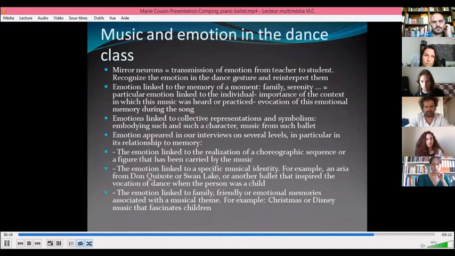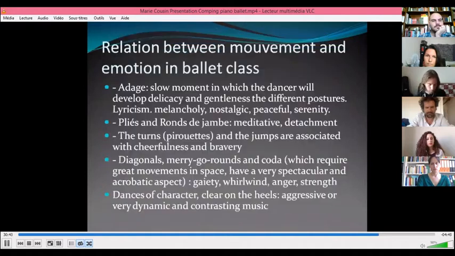The emotion linked to the realization of a choreographic sequence or a figure that had been carried by the music. The emotion linked to a specific musical identity, for example, an aria of Don Quixote or Swan Lake, or another ballet that inspired the vocation of dance when the person was a child. The emotion linked to family, friendly or emotional memories associated with a musical theme, for example, Christmas or Disney music that fascinated children. Certain music is particularly associated with certain exercises, and an emotional content is identified which would correlate with the emotional content and the effect of the exercises.